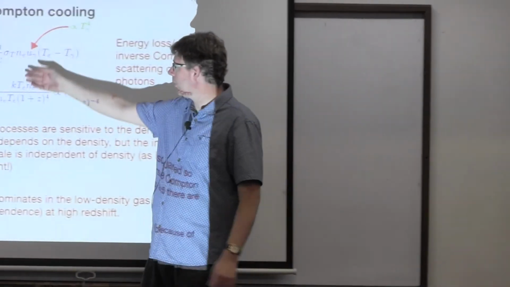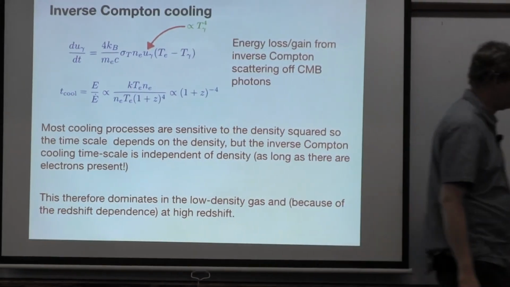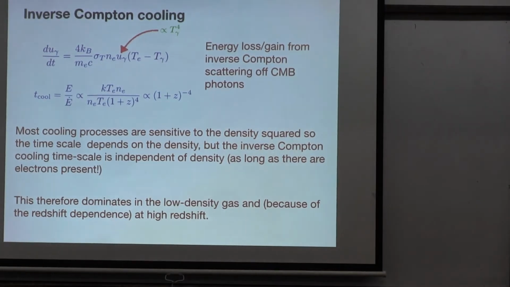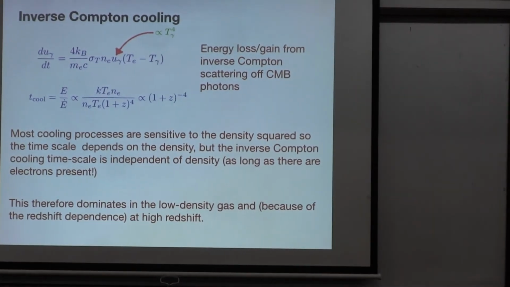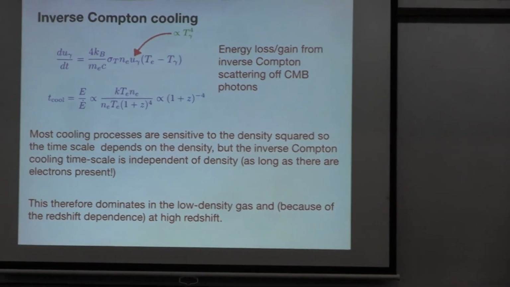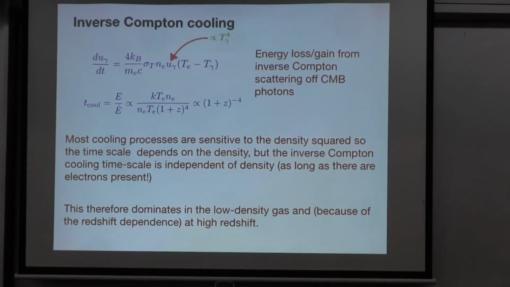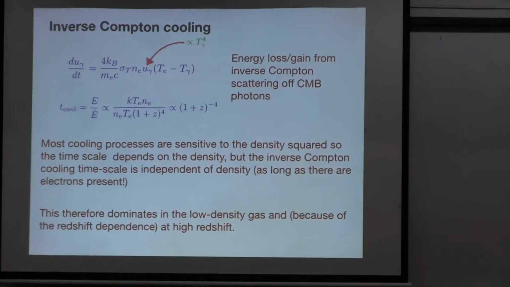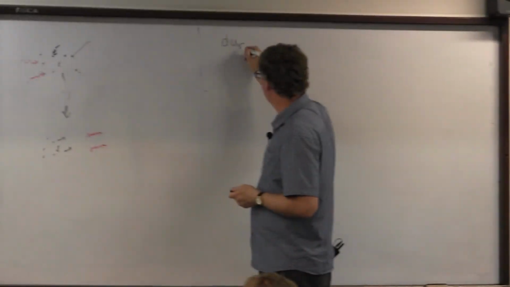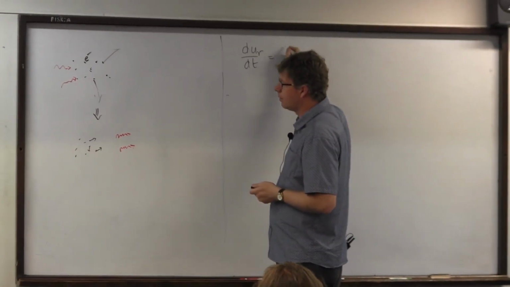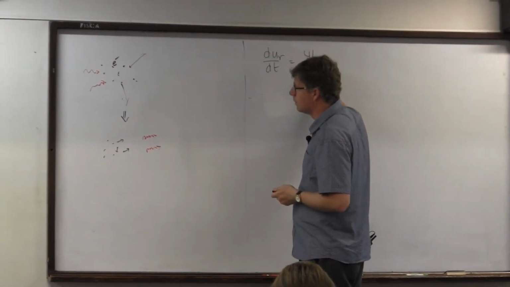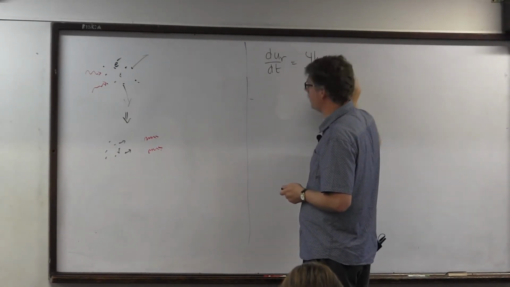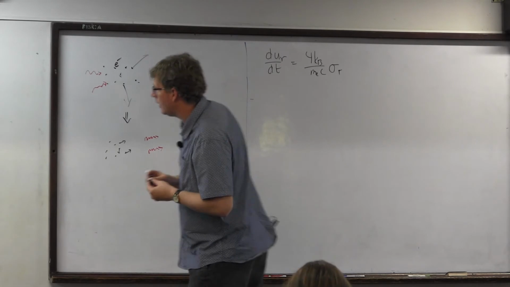And the cooling function is this one there. I'm not going to derive the equation, which is d u_gamma / dt equal to 4 k_B T m_e c sigma_T n_e.